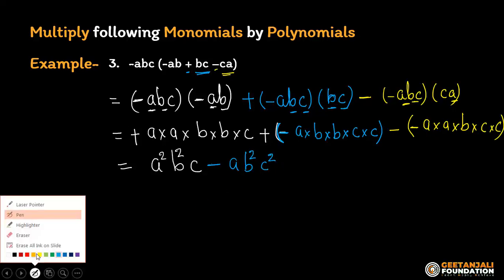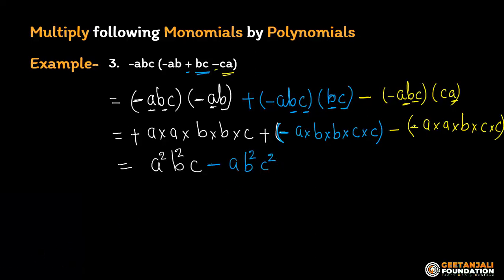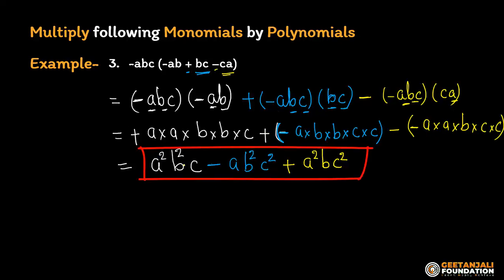Now the last term, here this negative and this negative, these two negatives will give you a positive sign, and here a square, b, c square. So you have to be very careful about these signs when you multiply monomials by polynomials or monomials by monomials. So this is our final answer. A square b square c minus a b square c square plus a square b c square is our final answer after simplifying this example.